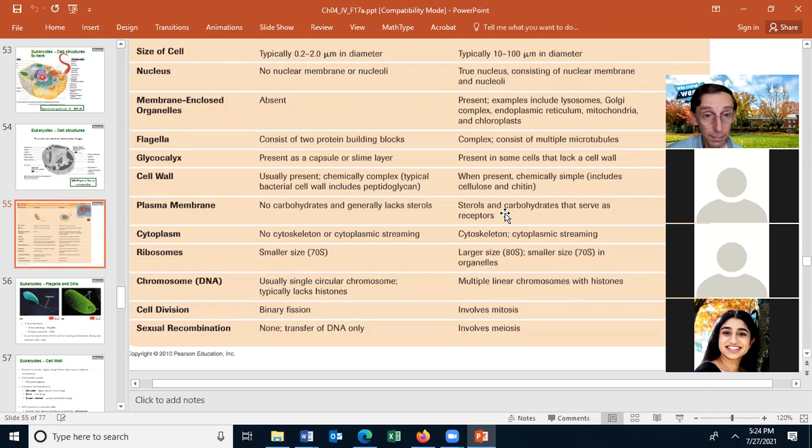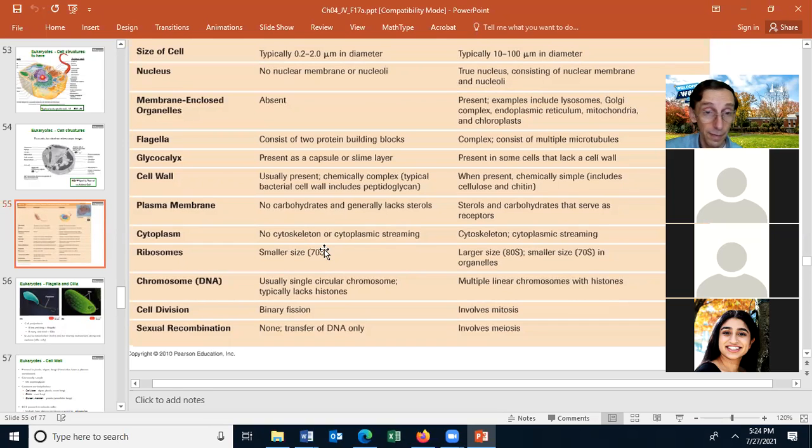The cytoplasm, this table is a little bit out of date. The author is at least 10 years out of date, and the author is saying that there's no cytoskeleton in the prokaryotic cytoplasm. That isn't true. They have a simple cytoskeleton, and the eukaryotes have a complex cytoskeleton. And then they have cytoplasmic streaming. I'll show you a little video where the cytoplasm moves around in the eukaryotic cell.